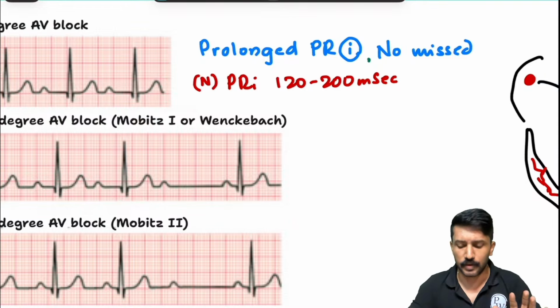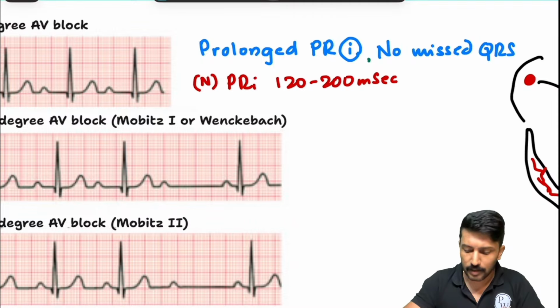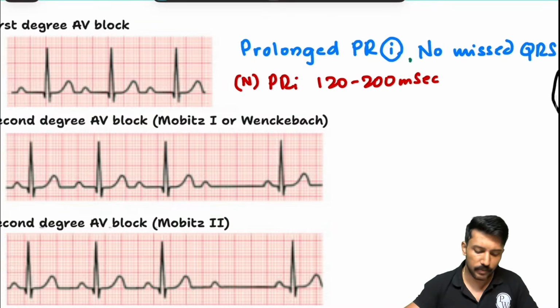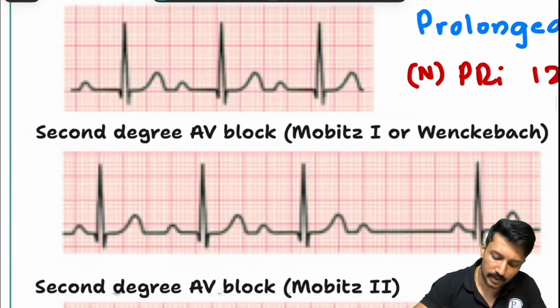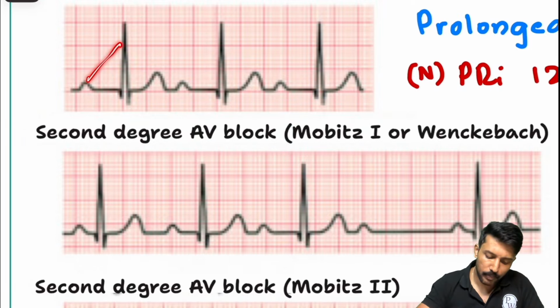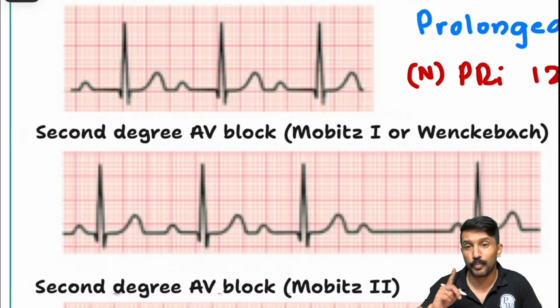Only unnecessary AV nodal delay. But every time it does delay but gives the signal to the ventricle, so there will be a QRS. Every P will be followed by a QRS, but PR will be delayed. So when I look at this ECG, we notice that every P is followed by a QRS. There is no missed QRS.